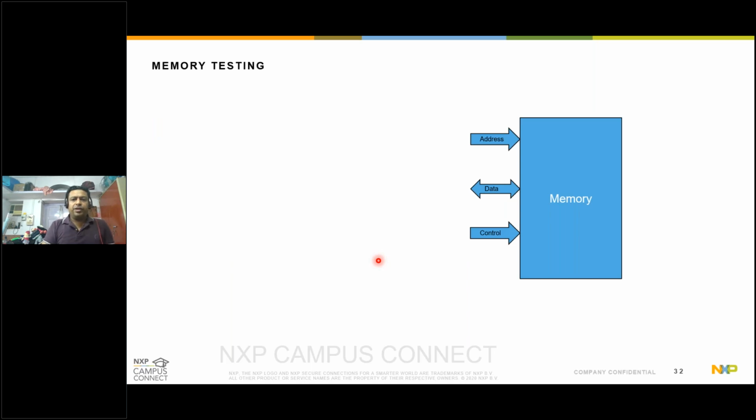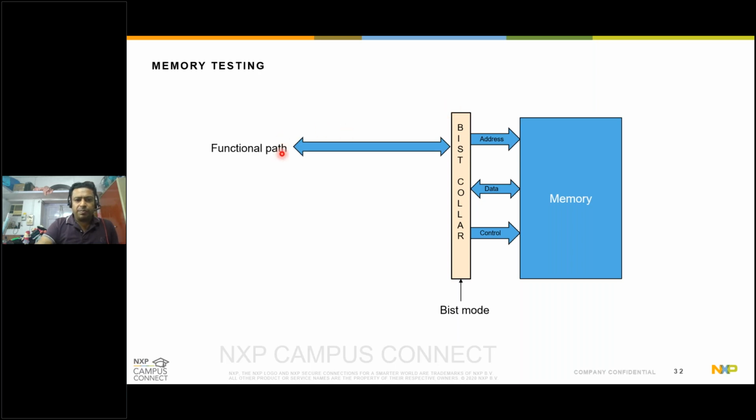Okay, now let us see what kind of design modifications you need to do in order to support memory testing. The diagram here shows a typical memory interface. You have a memory, and you have address, data, and control lines. In order to support testing on this memory, you need to introduce a BIST collar on this memory. This BIST collar is kind of a multiplexer, which will provide the functional path when your memory is operating in functional mode. You also introduce a BIST mode here.